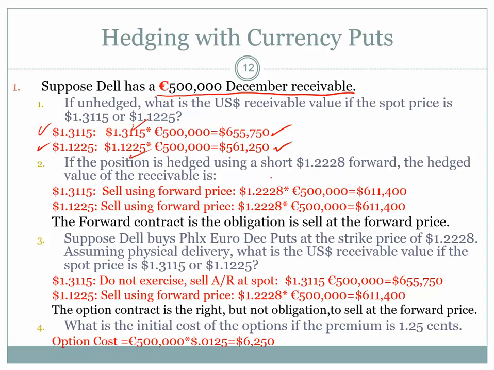Now, we showed in the last topic that this firm could enter into a short forward to sell 500,000 euros at $1.2228, assuming that's the forward price.